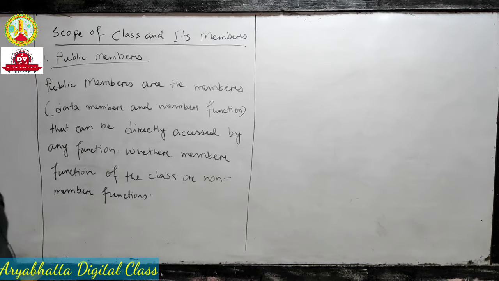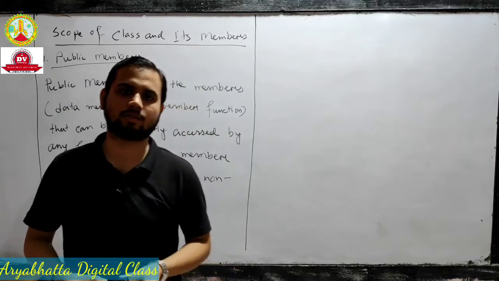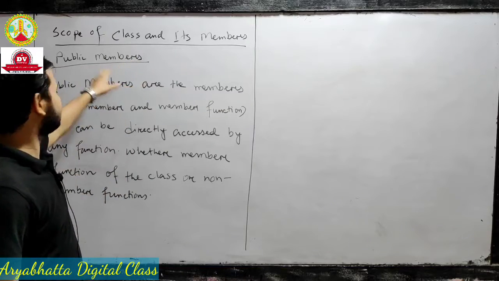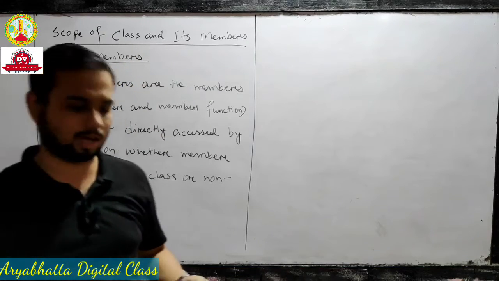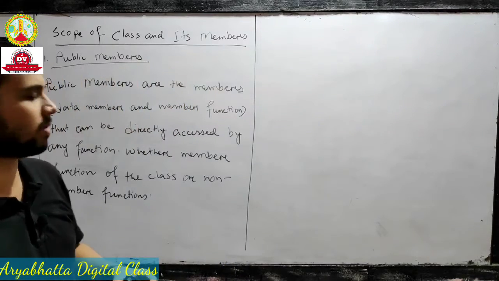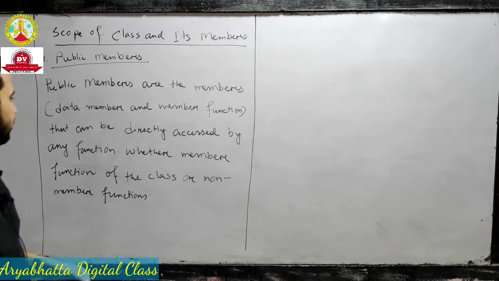Okay, we already discussed three access specifiers: public, private, and protected. And these are the scope of class and its members, which means three types of members: public members, private members, and protected members. And in exams, the question sometimes comes: what is the difference between public members and private members? You just must know the theory part.